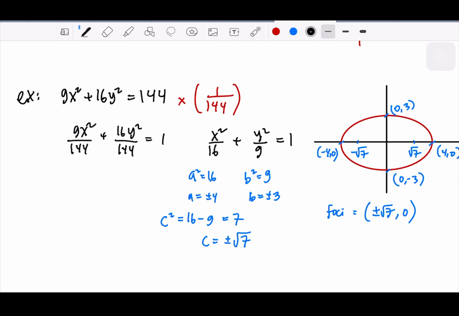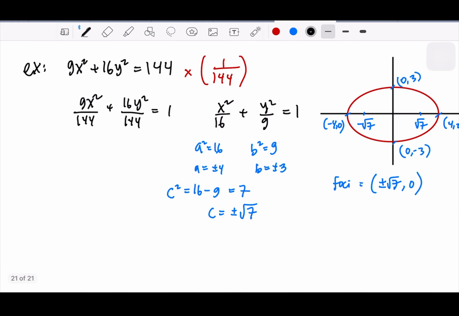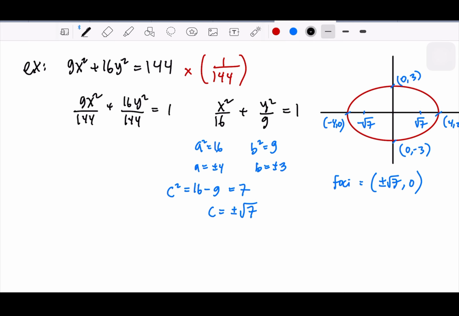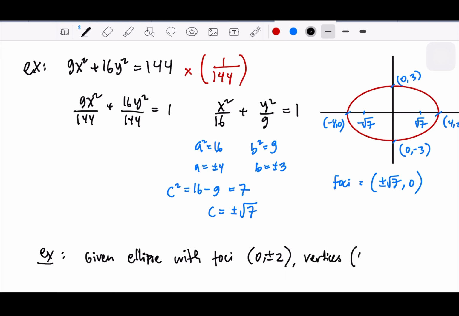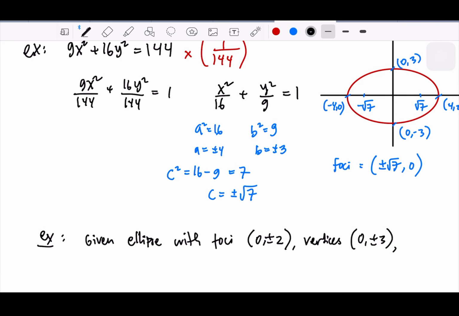The other question that is maybe a typical question in conics is we are given the points and we need to know what the equations are. So another example, given an ellipse with foci and vertices, find the ellipse equation.